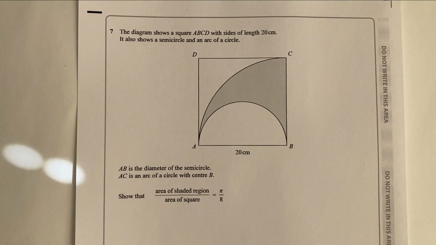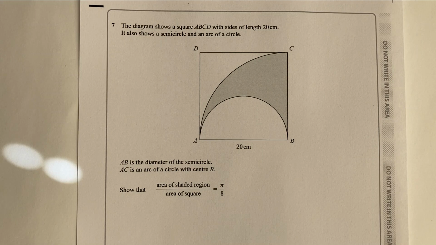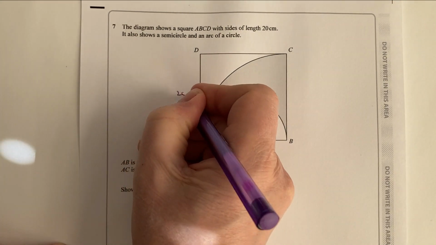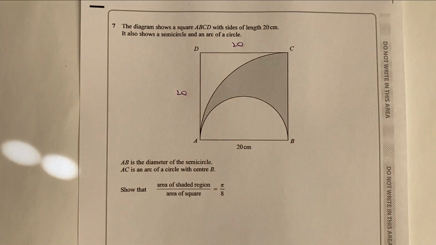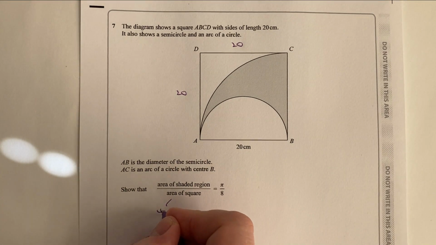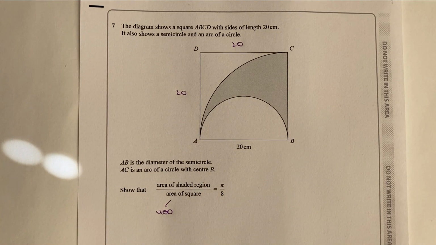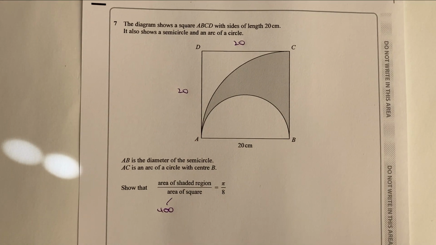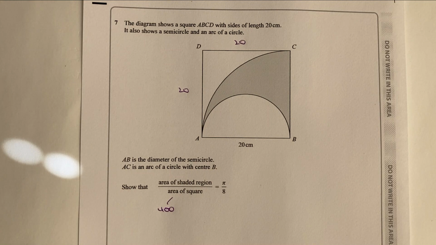Okay, question number 7. I've got a diagram that shows a square with sides of length 20 centimeters. So what I'm thinking is that if this is 20 centimeters and this is 20 centimeters, then the area of the square must be 400. So that's that bit at the bottom dealt with. The biggest problem I'm going to have is working out the area of the shaded region. Okay, well, let's have a look at how we can do that.